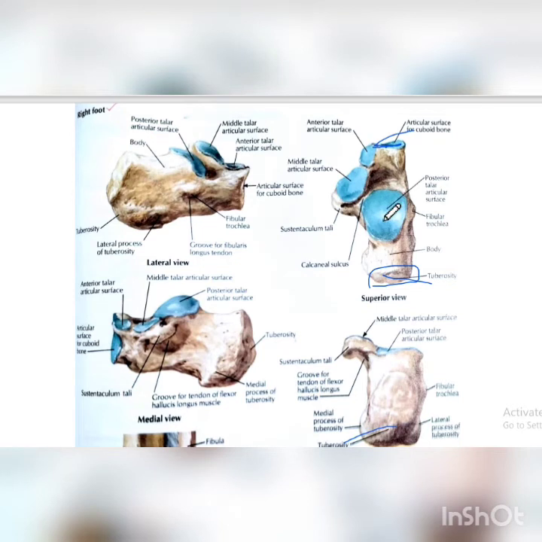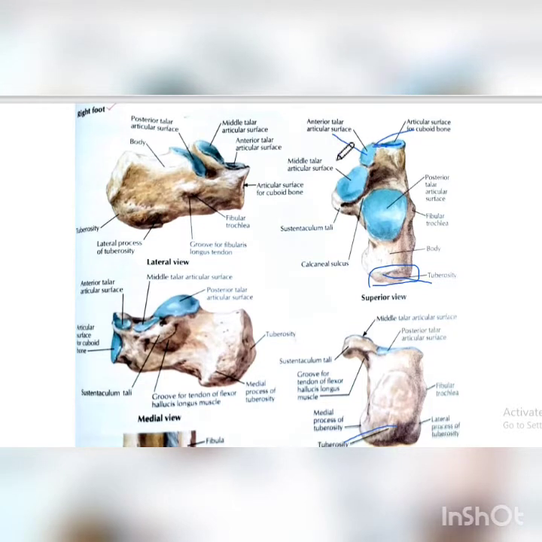Superiorly, the calcaneus bone has 3 articulating surfaces. This small and anterior one is called the anterior talar articulating surface, this middle one is called the middle talar articulating surface, and this third and large one is called the posterior talar articular surface. All of these 3 surfaces are for articulation with the talus bone, and between this posterior talar and these anterior articulating surfaces there is a sulcus or groove which is called the sulcus calcanei. This groove is very important.